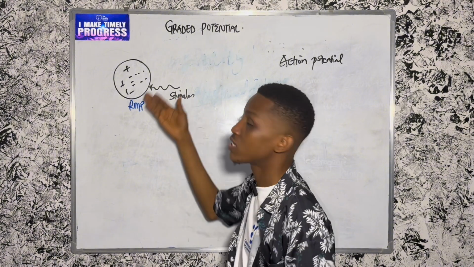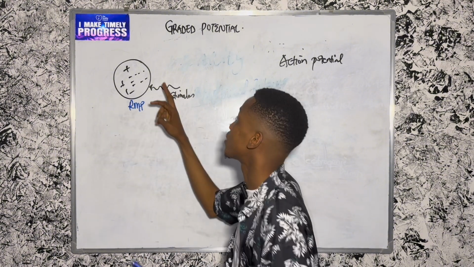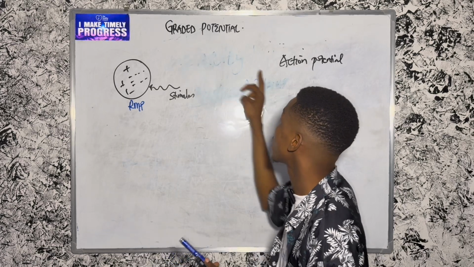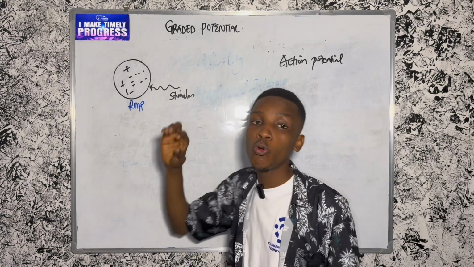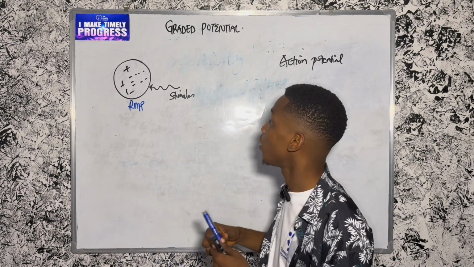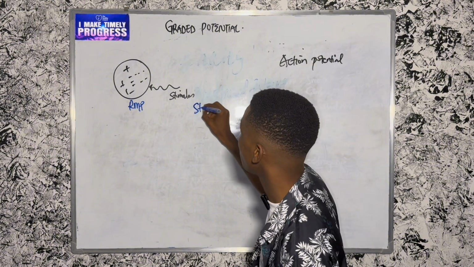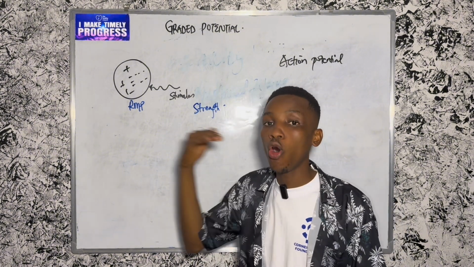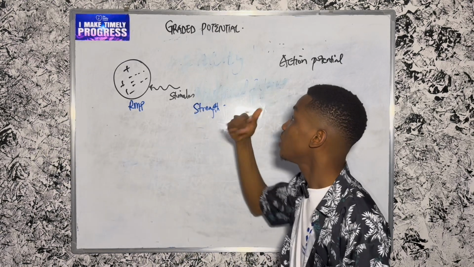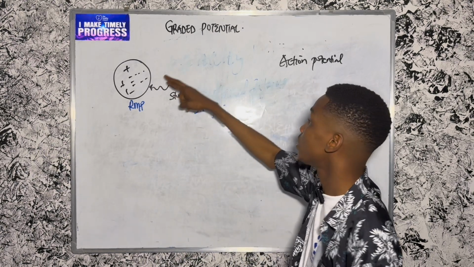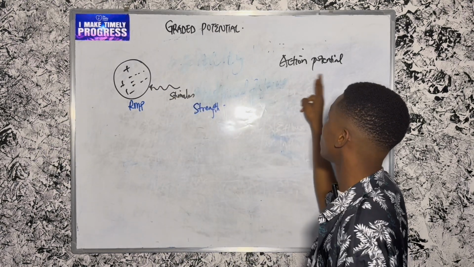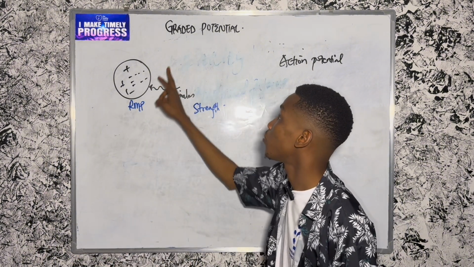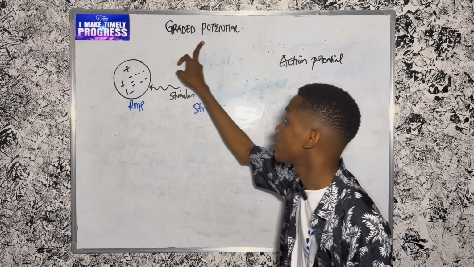The response of a cell to a stimulus is either graded potential or action potential. What will make us know which of them it would be is the strength of that stimulus. If this stimulus is up to threshold, the response the cell will have would be action potential. But if it is below threshold, the response the cell will have is called graded potential.